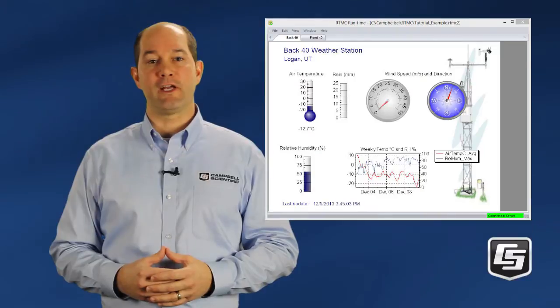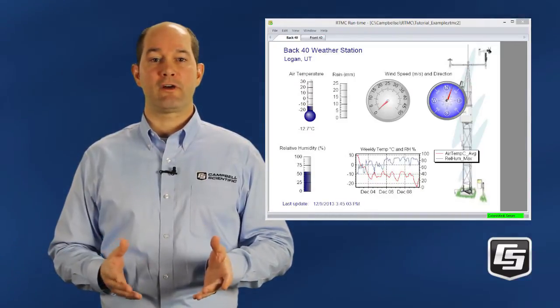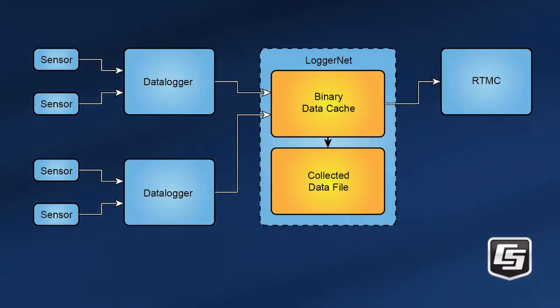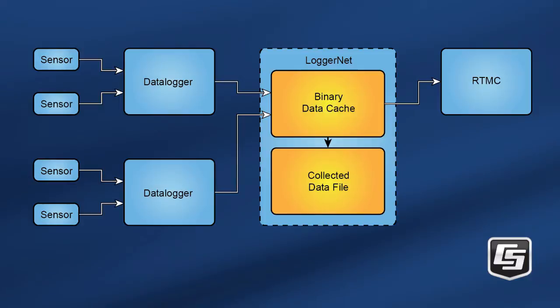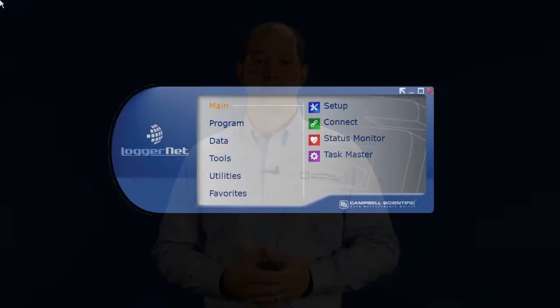As LoggerNet collects data from the data loggers, the displays in RTMC are automatically updated. RTMC displays data from LoggerNet's binary data cache, not from a collected data file. Data must be collected from the data logger for the data cache to be updated, and therefore, for RTMC displays to be updated. Typically, this is done by setting up a schedule in LoggerNet's setup window. RTMC Pro, that I'll be showing in another tutorial, can display data from additional sources, such as stored data files.